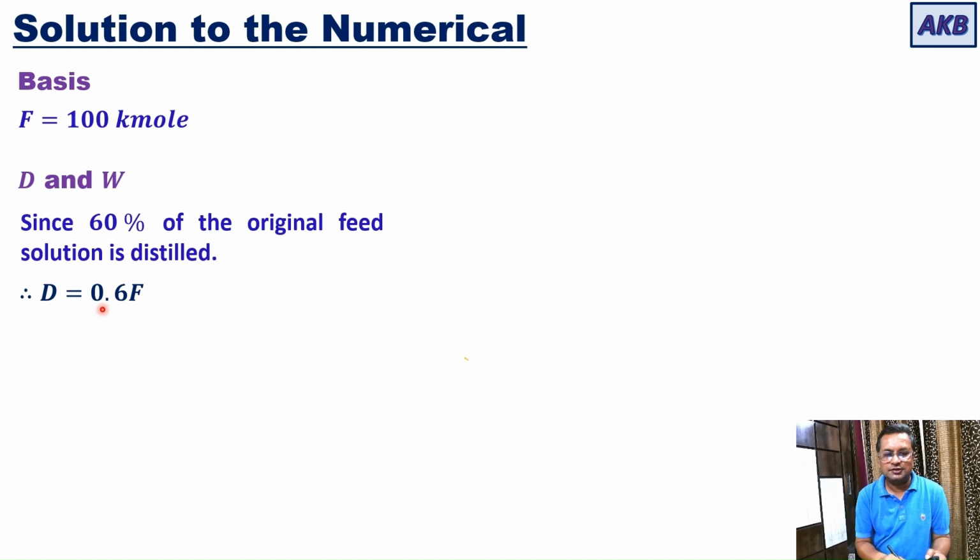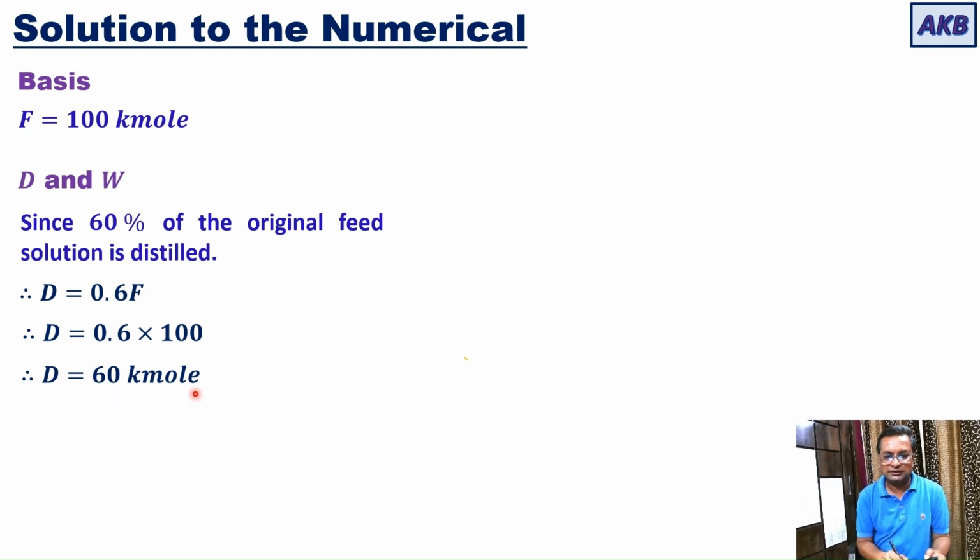D is 0.6 times F. That is, 60% of the feed is getting converted to distillate. So mathematically this would be expressed as D equal to 0.6 F. F is 100, the basis that we have chosen. Therefore D will be equal to 0.6 into 100. That gives us D as 60 kilomole.